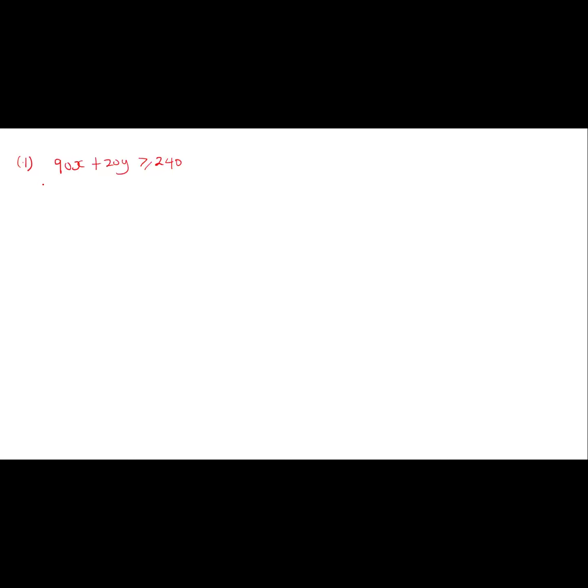Now, this is the first inequality we are going to have. I've told you always come, say the boundary line. This line is going to be 90x plus 20y is equal to 240. Now, people who are interested in reducing, you can reduce at this point, no problem. By reducing, you notice that 10 is common throughout, so you can divide by 10, and then you end up with 9x plus 2y is equal to 24. Those who want to reduce, you reduce.